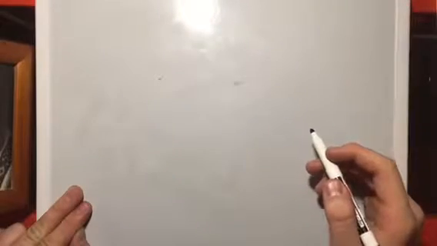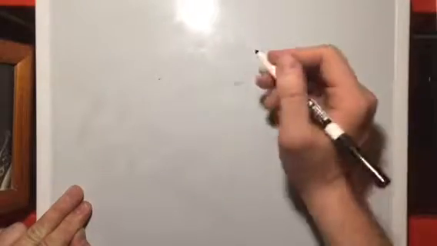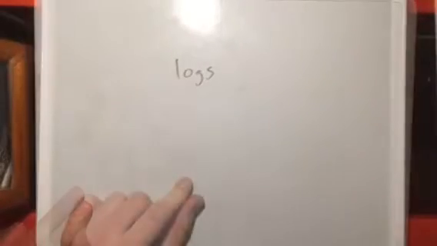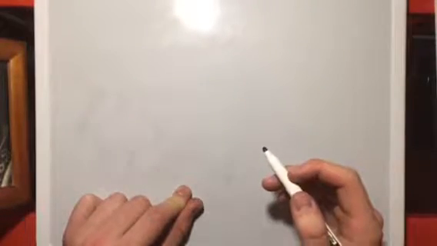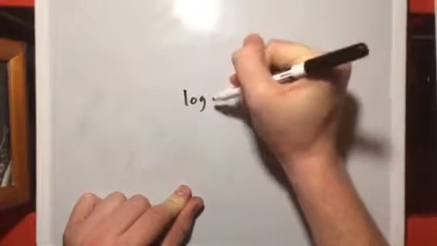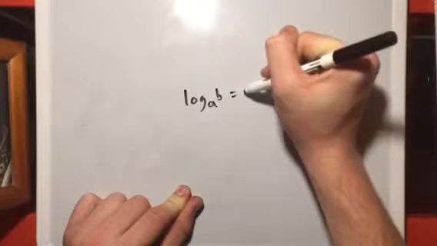In algebra, when we want to find the power of which a smaller number goes into a bigger number, we use these things called logarithms, or logs for short. Now the formula for the most basic logarithm is written like this. Log base A of B equals C.